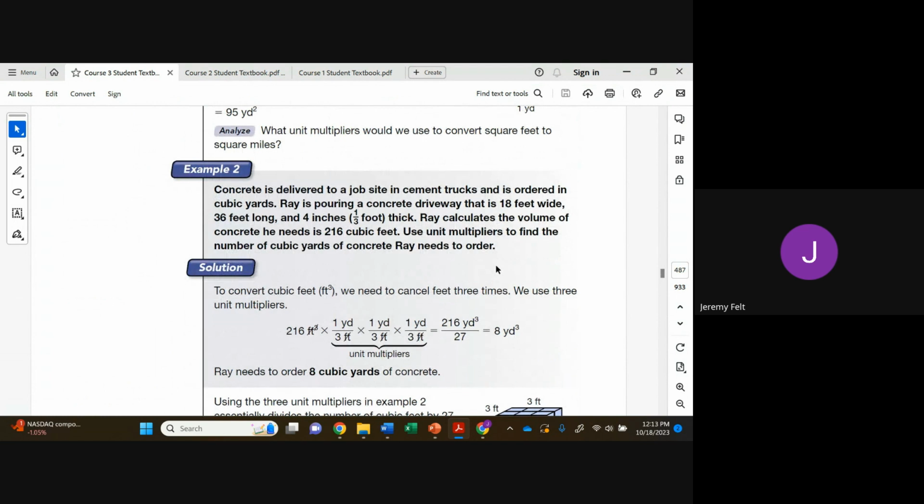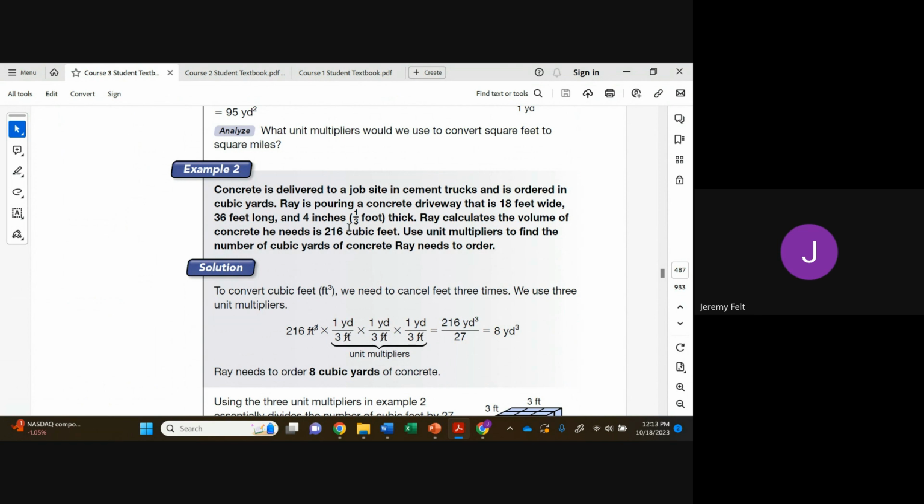Let's look at one dealing with volume. Concrete is delivered to a job site in cement trucks. It's ordered in cubic yards. Ray is pouring a concrete driveway that is 18 feet wide, 36 feet long, and 4 inches, or 1/3 of a foot, thick. Ray calculates the volume of concrete he needs is 216 cubic feet.